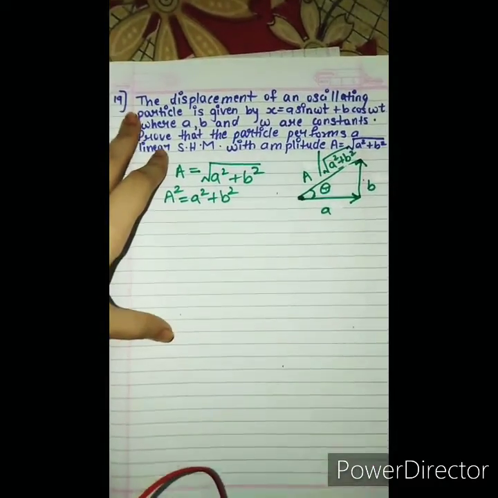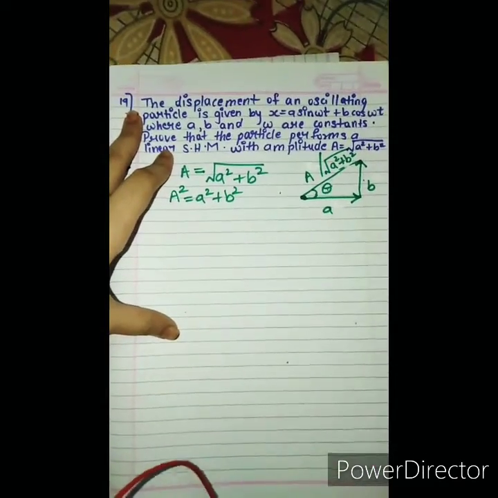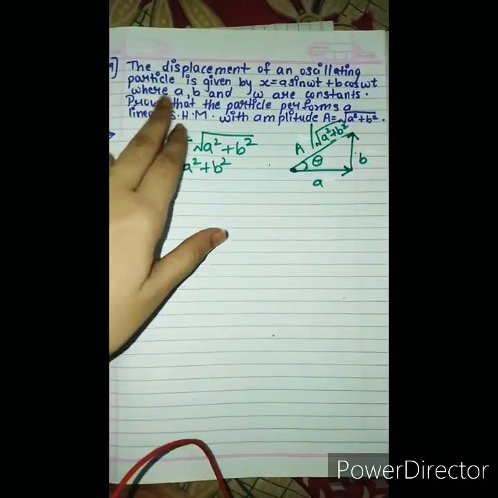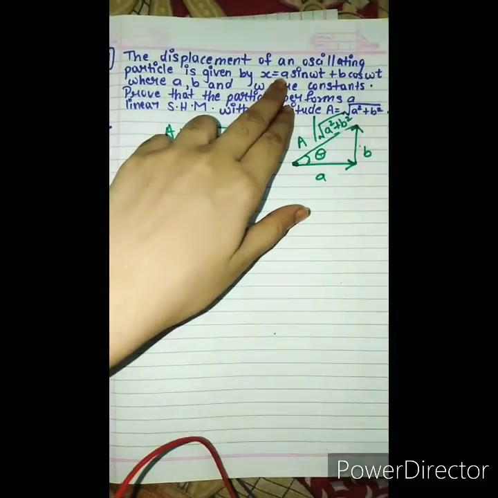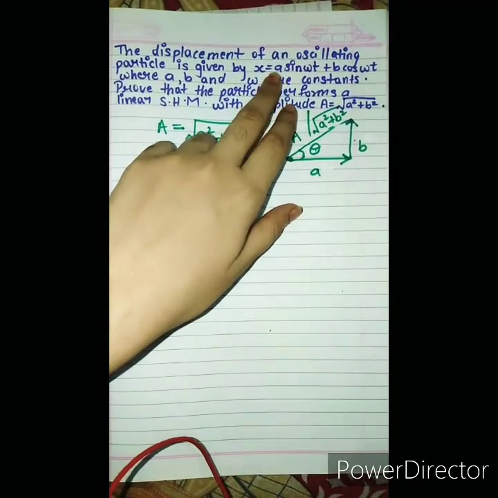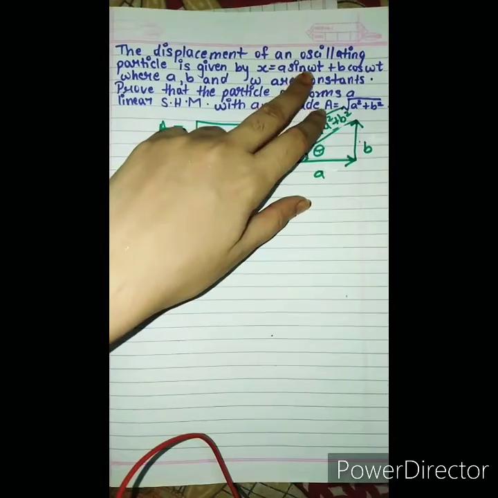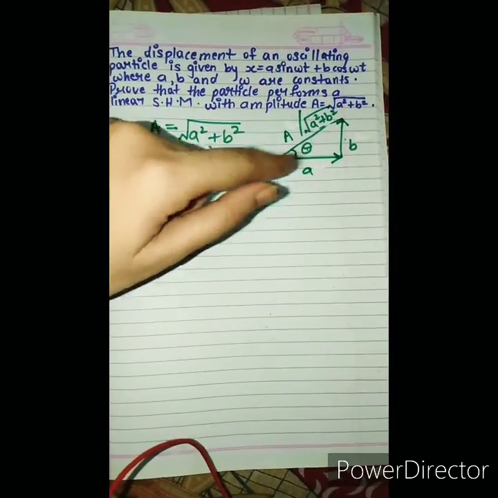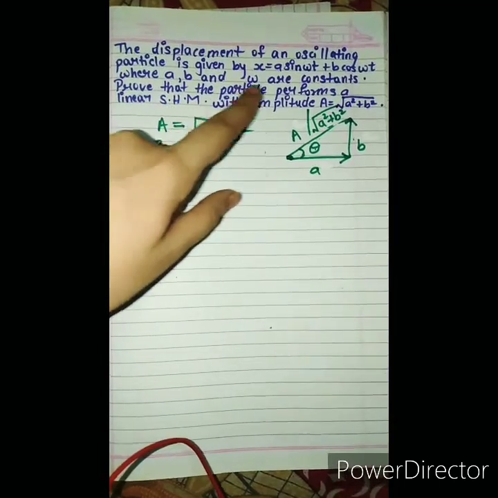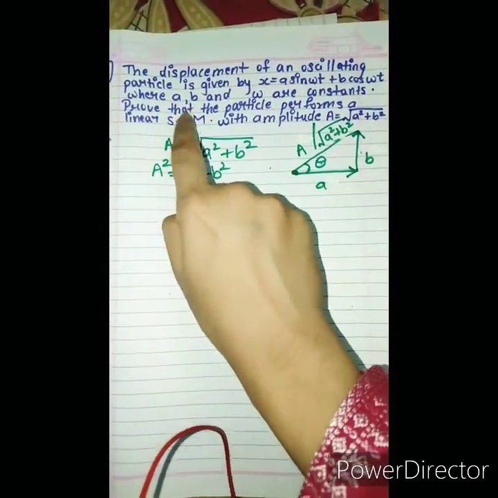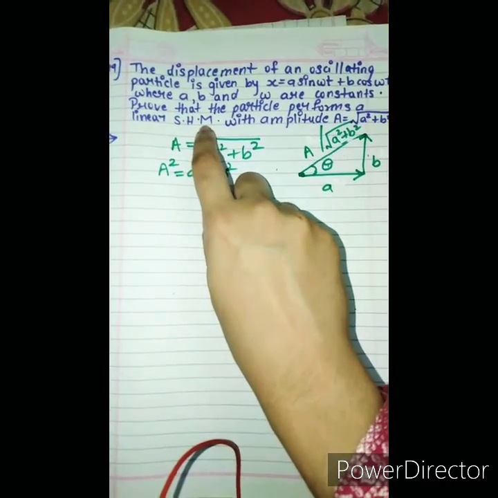Okay, let's begin with unsolved numerical 19 of your textbook. The displacement of an oscillating particle is given by the equation x is equal to a sin omega t plus b cos omega t, where a, b and omega are constants. Prove that the particle performs linear simple harmonic motion. You have to prove that the particle is performing linear simple harmonic motion.